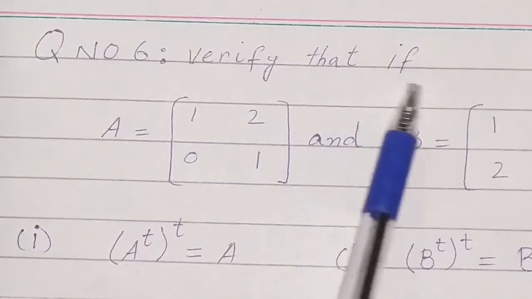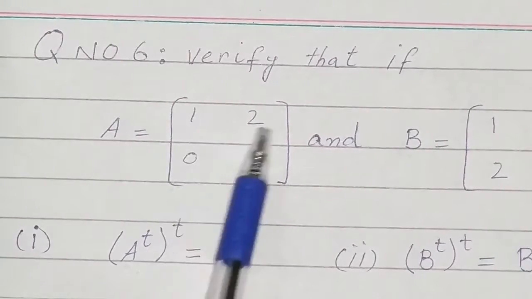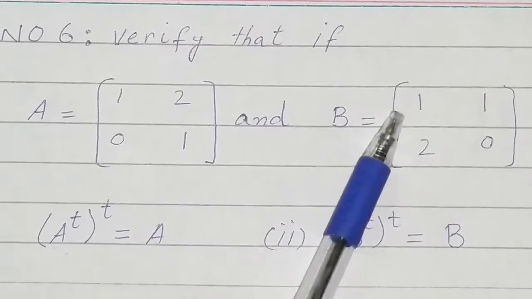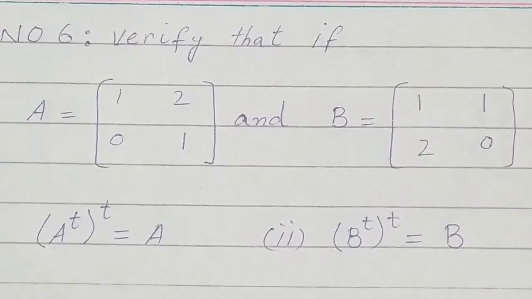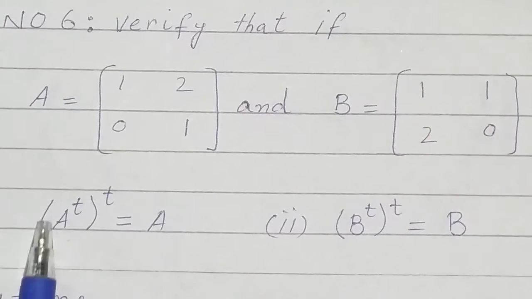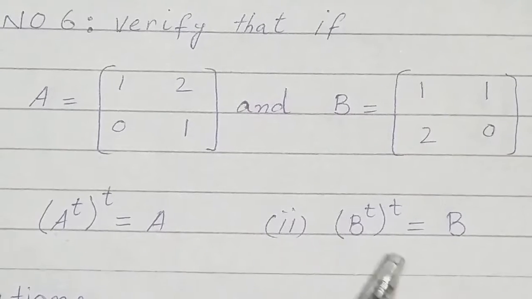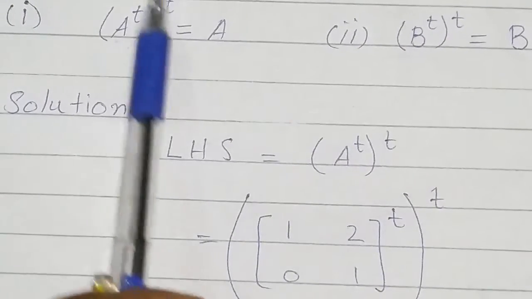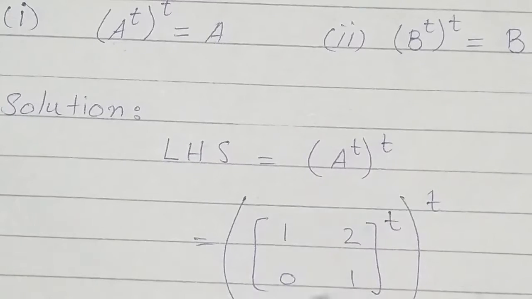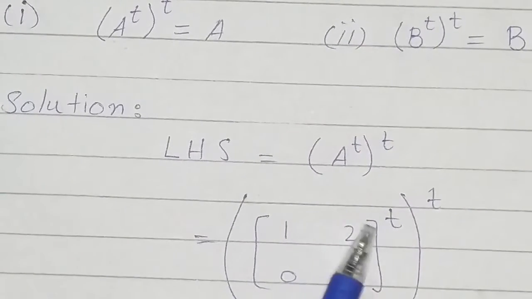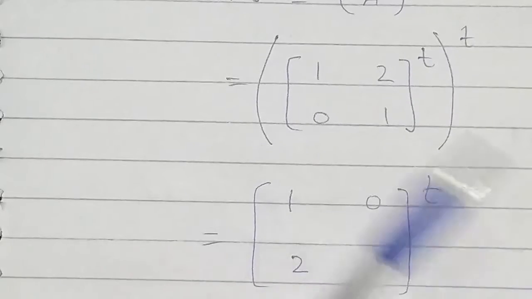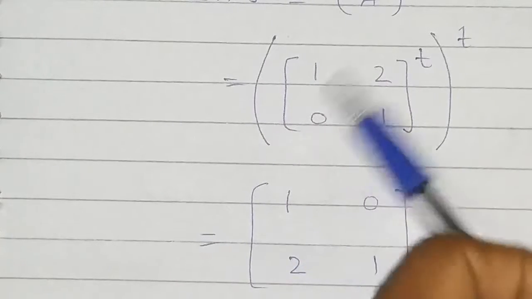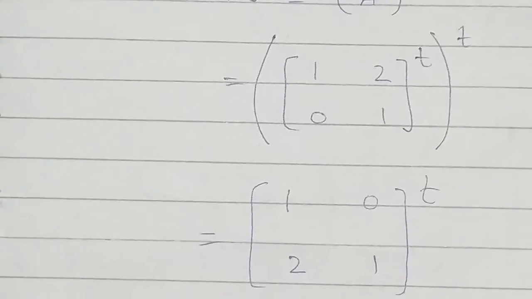Question number 6. Verify that if A is 1 2 0 1 and B is 1 2 1 0, then prove that A transpose equals A and B transpose equals B. Let's see. Taking the left hand side of this, A transpose. I have written the value of A here and taken its transpose. Taking this first column and making it a row, then taking the second column and making it a row. Now this is the first transpose of this.